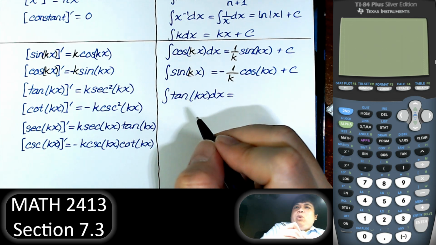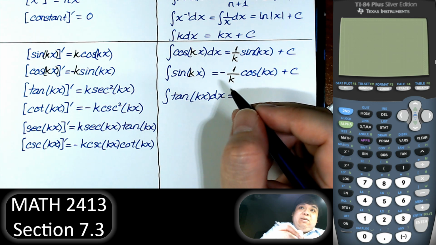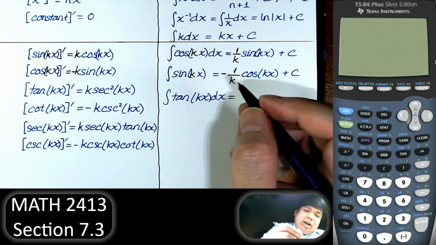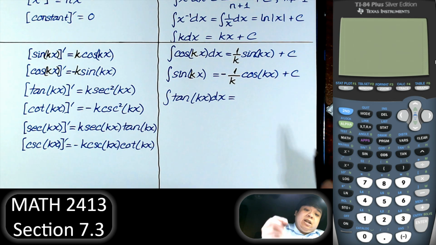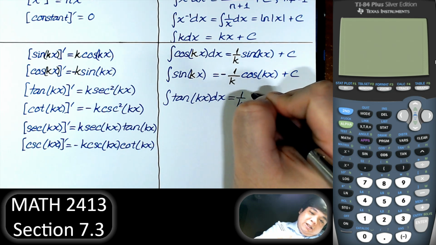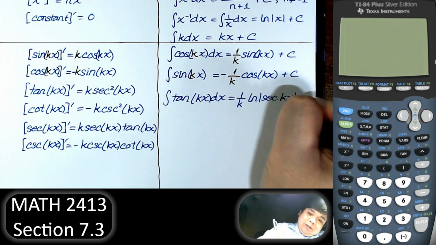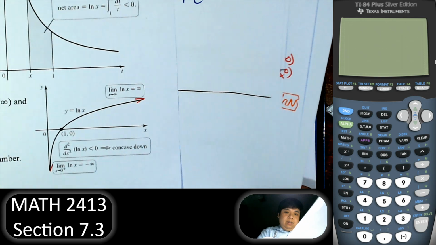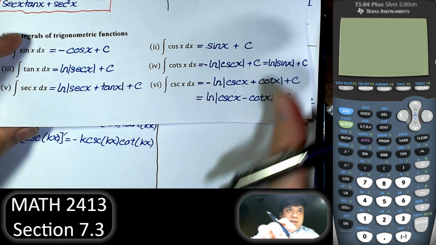Right, what do we have for tangent? It is ln of secant, right? You know, ln of secant, yeah. And then we divide by k. In the previous section, that's what we have.